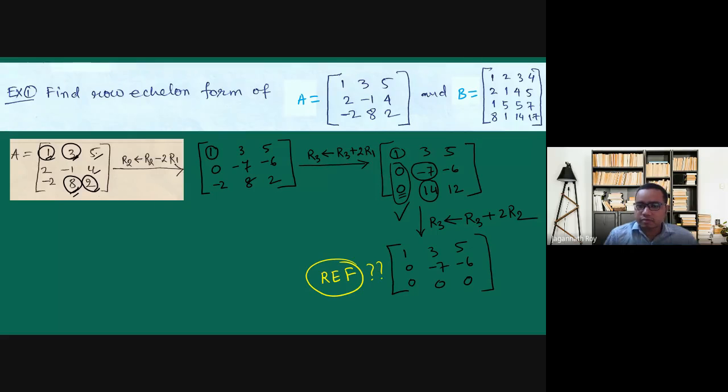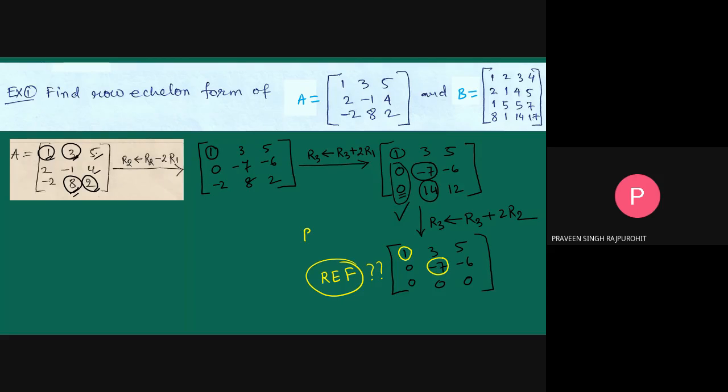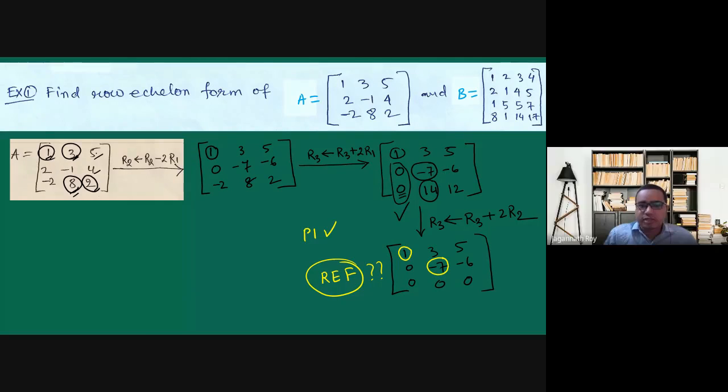Whether it is row echelon form, if you check the first property, yes, the 0 row is at the bottom. Check the second property. The leading non-zero entries are to the right of the previous one. Okay, so property 1 is satisfied. Property 2 is also satisfied. So we can call this B the row echelon form of the given matrix A.